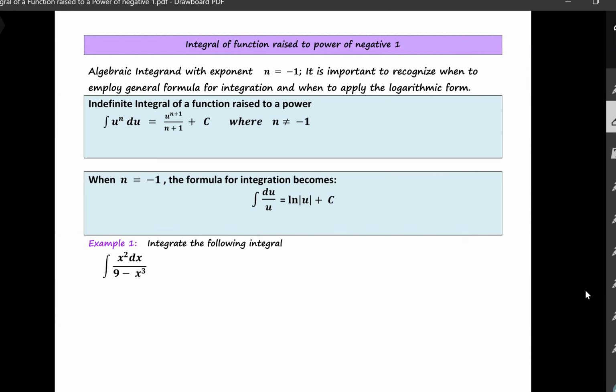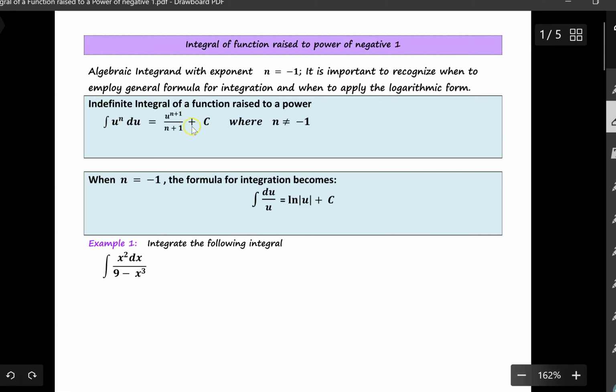Hello everyone. In this lesson, we will talk about the integral of a function raised to the power of -1. As you recall, in the previous video, we were talking about the indefinite integral of a function raised to a power, and this general formula applies. So you have u as a function raised to exponent n multiplied by the differential factor of u. So what you need to do is add 1 to the exponent and divide by the result of n plus 1. And don't forget the plus c because we are dealing with an indefinite integral in this case.